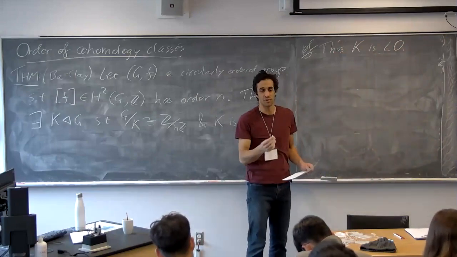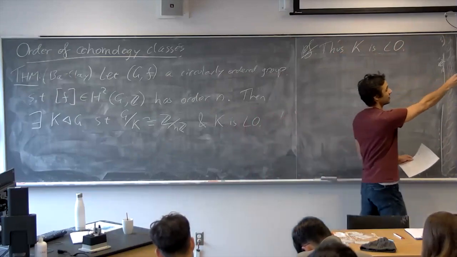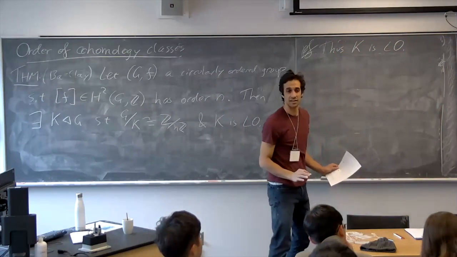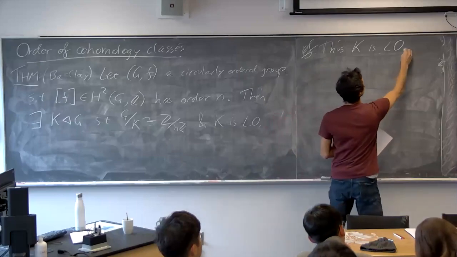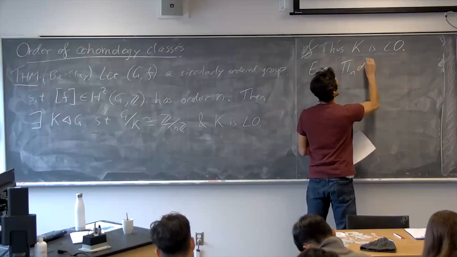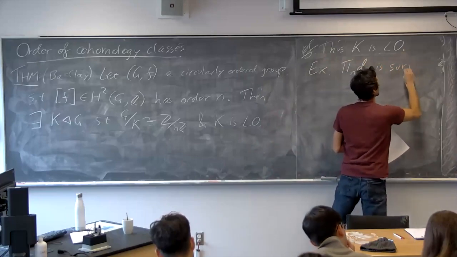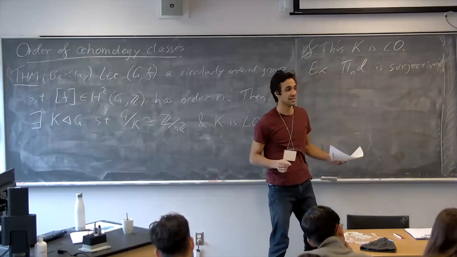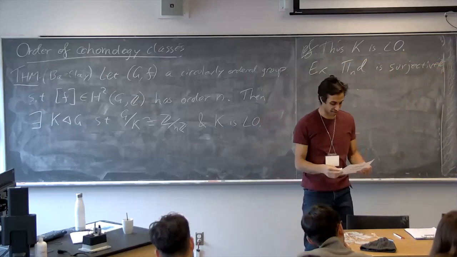And there's one more step. You have to show that this map is actually surjective. Well, I'm just going to leave that as an exercise. That's not the main point of me proving this. The exercise is to show that pi n of D is surjective. And if it's not, you can contradict the order being n. So you go about showing it's surjective.